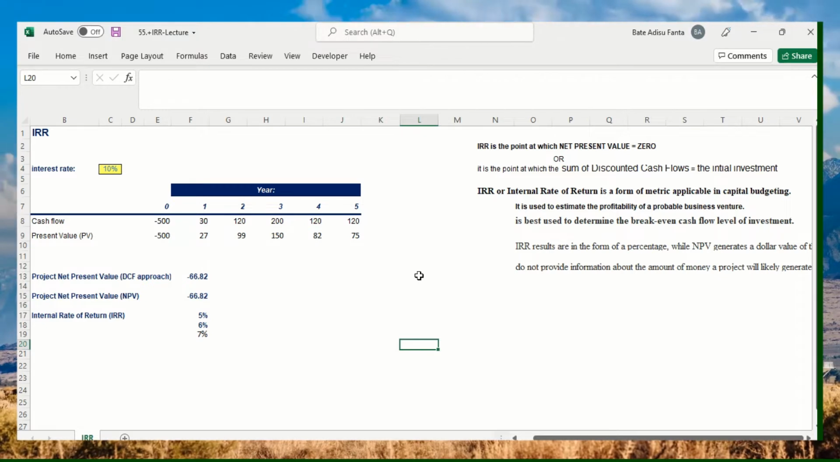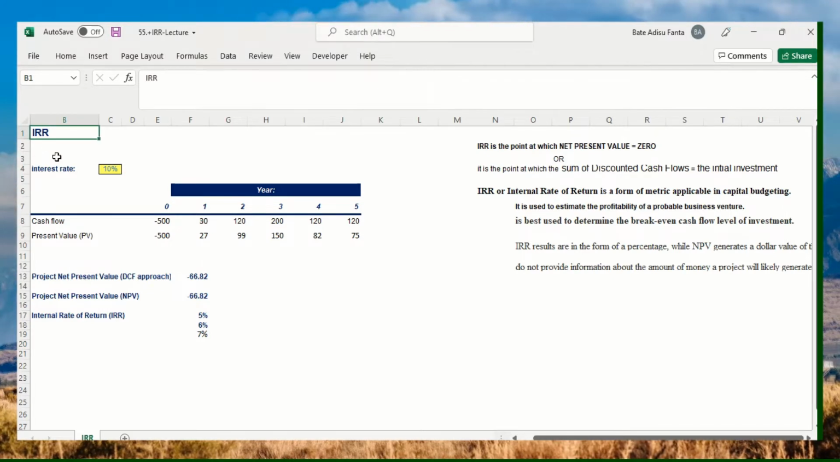In this video we will see internal rate of return. Like net present value, internal rate of return, which is IRR, is a very important tool for investment decision in capital budgeting. So what is internal rate of return? In short, you can take internal rate of return as the point at which net present value is equal to 0.